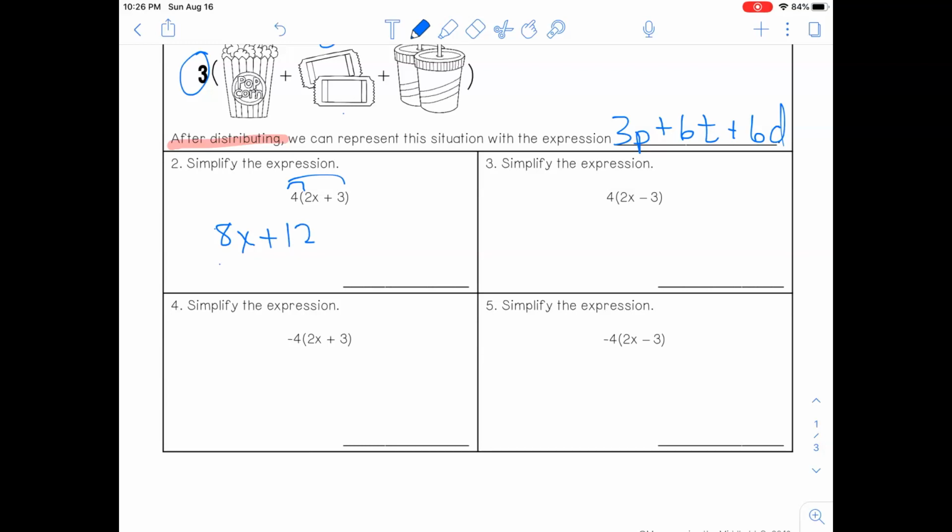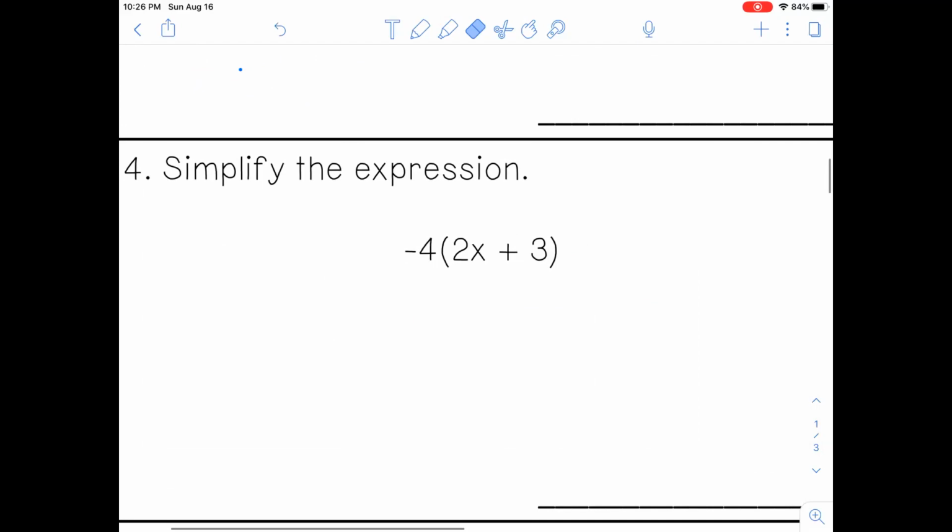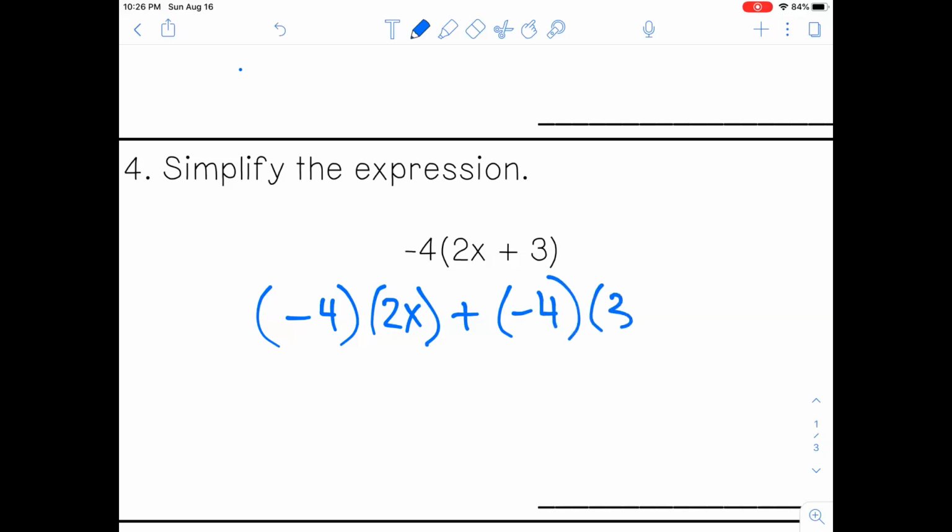Here we have the same thing, except this time inside our parentheses we have 2x minus 3. So we're going to do the same thing. We're going to distribute out, distribute the 4, and we get 8x minus 12. Here we have negative 4 times 2x plus 3. Let me show you exactly what's happening when we're distributing. We have minus 4 times 2x plus negative 4 or minus 4 times 3. And that equals negative 8x minus, because we have a negative here, minus 12.